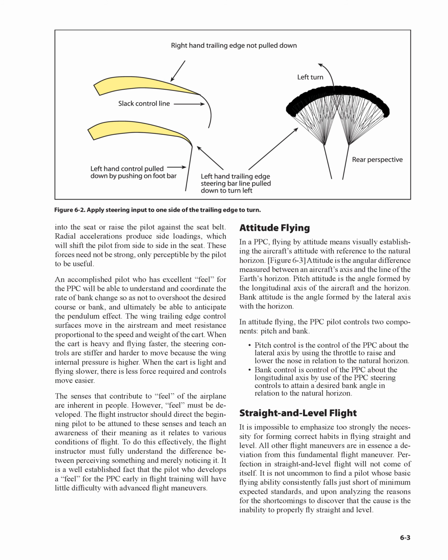The wing trailing edge control surfaces move in the airstream and meet resistance proportional to the speed and weight of the cart. When the cart is heavy and flying faster, the steering controls are stiffer and harder to move because the wing internal pressure is higher. When the cart is light and flying slower, there is less force required and controls move easier.